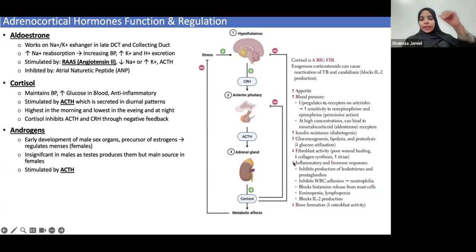And it's also going to decrease the inflammation and decrease immune cells. Therefore, it causes immunosuppression and also decreases bone formation. Again, opposite of growth hormone. However, it's also like a stress hormone. Cortisol is stimulated by ACTH and it's produced in the zona.